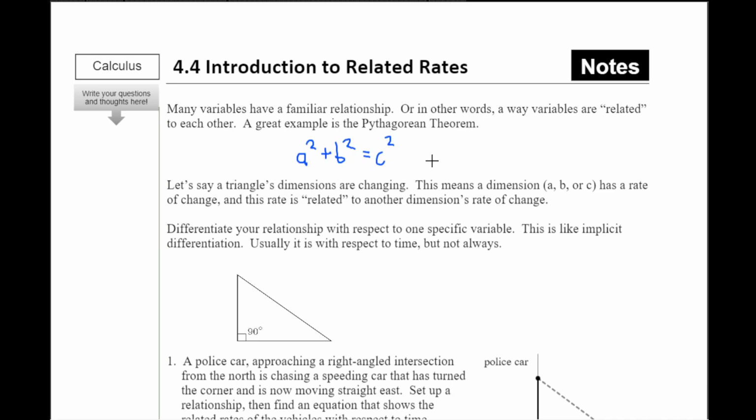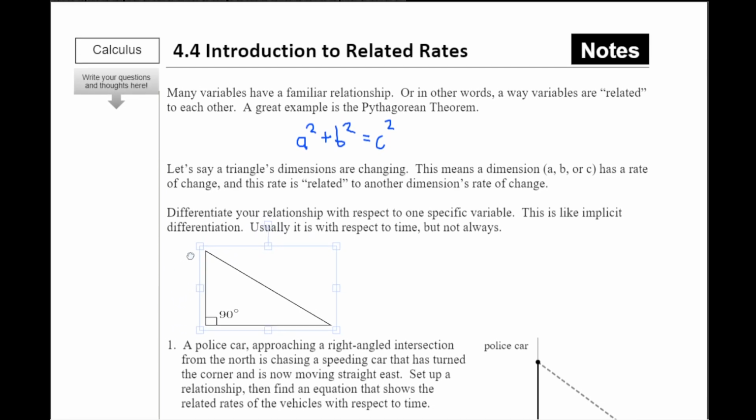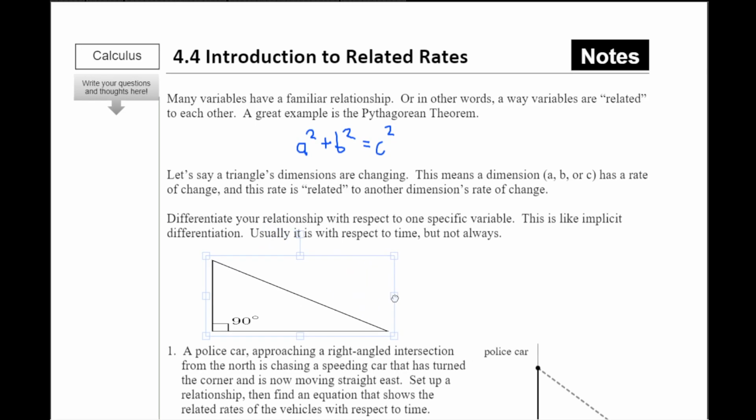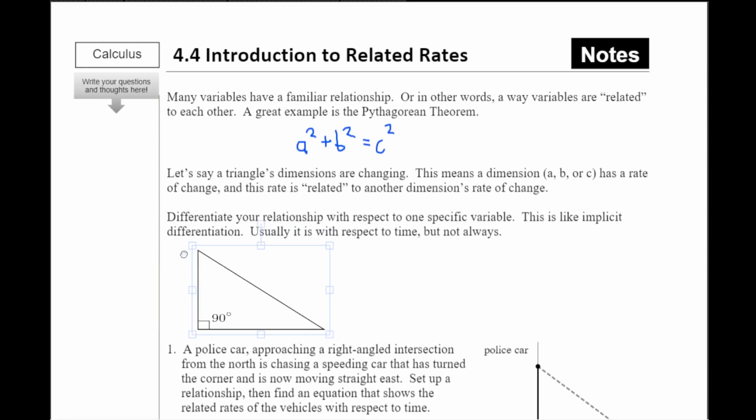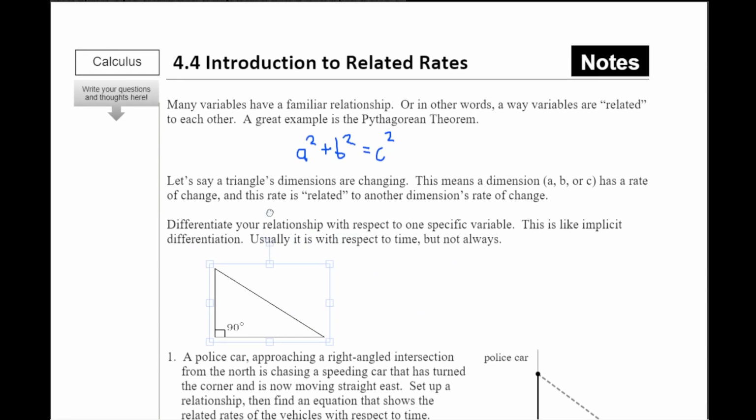Let's say a triangle's dimensions are changing. This means that a dimension has a rate of change, and this rate is related to another dimension's rate of change. For example, if we change one of the sides of a triangle, other sides of a triangle could be changing as well. Anytime you change the side of a triangle, the other sides are related to it. So, if we have the rate of change in one side, calculus can help us figure out what the rate of change would be for the other sides.